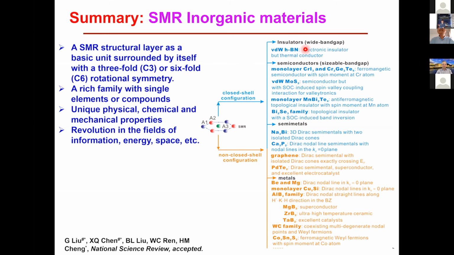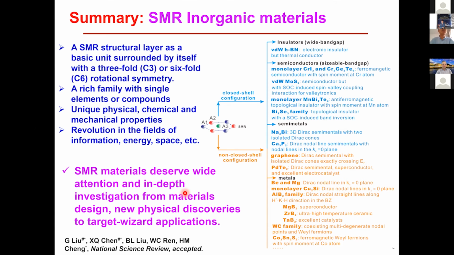So there are many different types of six-member rings in organic materials. Those are already known, and many are unknown and need a way to explore. So therefore, I think six-member ring materials deserve wide attention and in-depth investigation, from materials design and new physical discoveries to targeted applications.